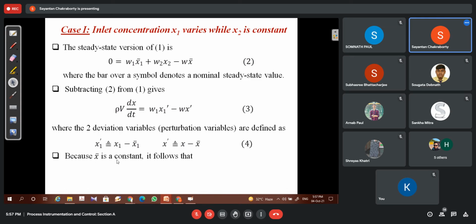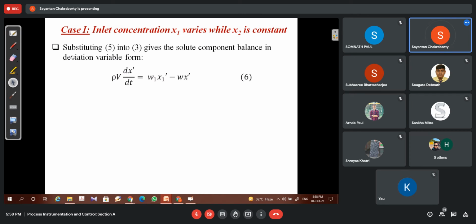Because x bar is constant, the nominal value, what you can write from this expression is that dx/dt is d/dt of (x minus x bar). Since x bar is constant, you can write this. But x minus x bar is x prime. So dx/dt is equal to dx prime/dt. You put this relation, dx/dt equal to dx prime/dt, into equation number 3. So what do you get?